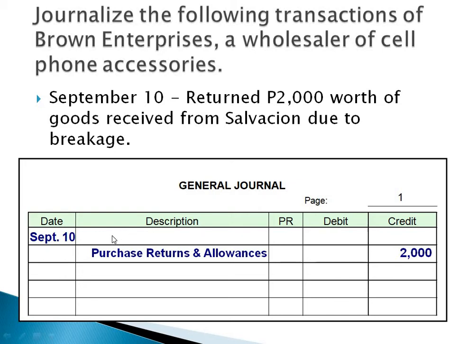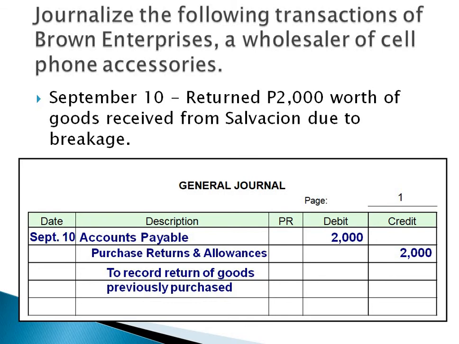How about the debit here? When Brown purchased on account, we increase its accounts payable, right? When the business returned part of what it had previously purchased on account, what happened to its accounts payable? It decreased. And how do we decrease accounts payable being a liability? Debit, because its normal balance is credit. So debit, accounts payable for 2,000. Explanation. To record return of goods previously purchased.